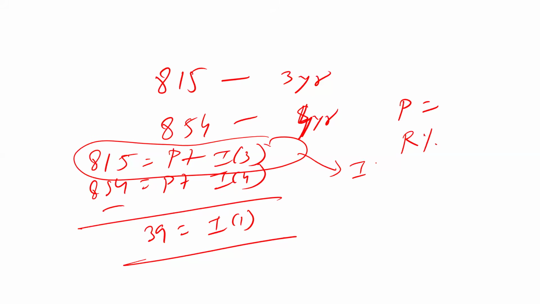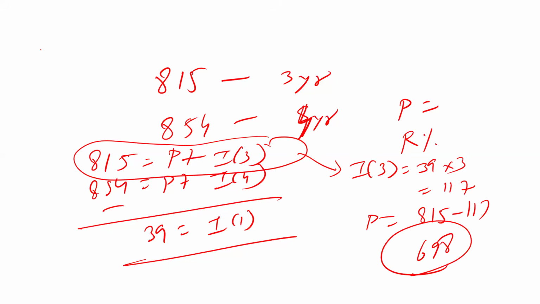In this, what is the interest for 3 years? 39 into 3, 117. What will be principal? 815 minus 117, 698. Interest for 1 year is 39 rupees, calculated on a principal of 698, so the rate is approximately 2%.